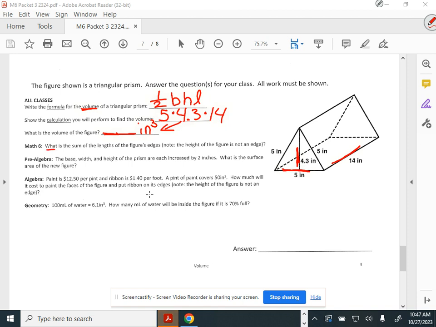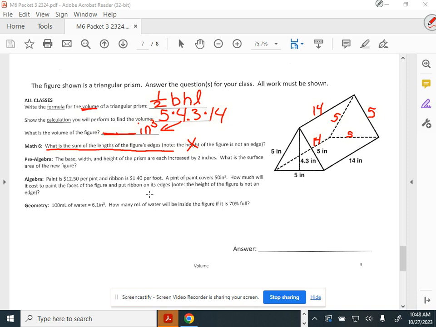Now for math 6, we need to say, what is the sum of the lengths of the edges? We do not want the height added in there, just the edges. So we need to think, each triangle is 5, 5, and 5, so this triangle is going to be 5, 5, and 5. And every long edge of our rectangle is 14.